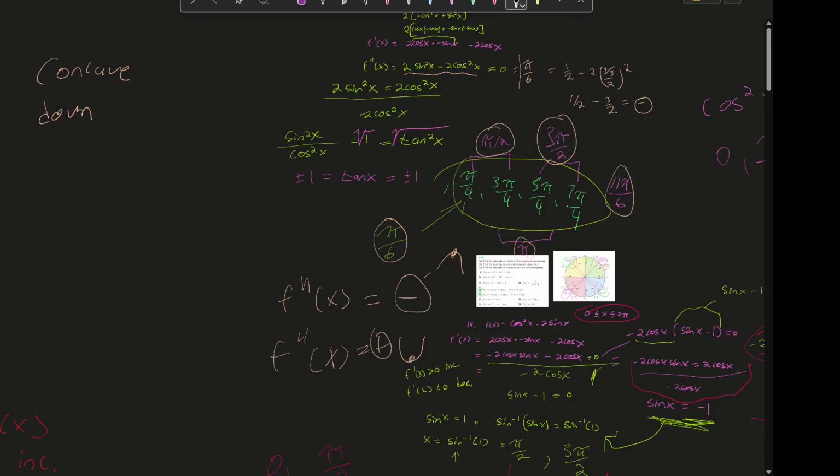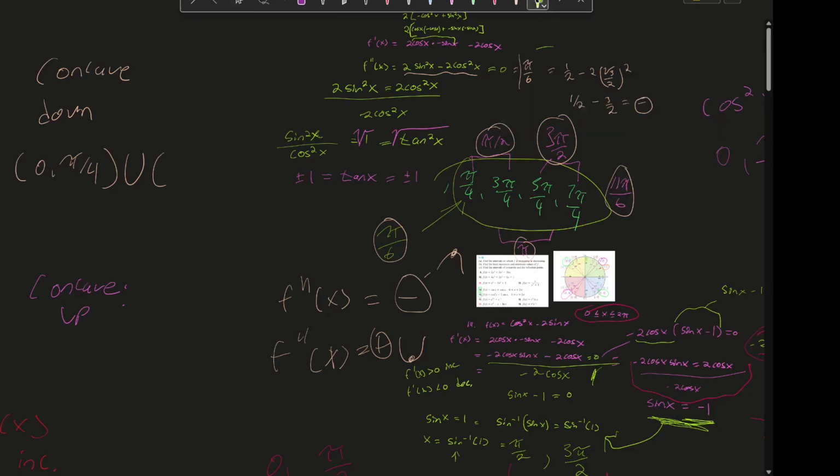Concave down, on the interval 0 to pi over 4. But we're going to keep this list open. We'll use a little u, which means union, because we're probably going to have more concave down intervals in this set of domains. All right, let's get on with it.